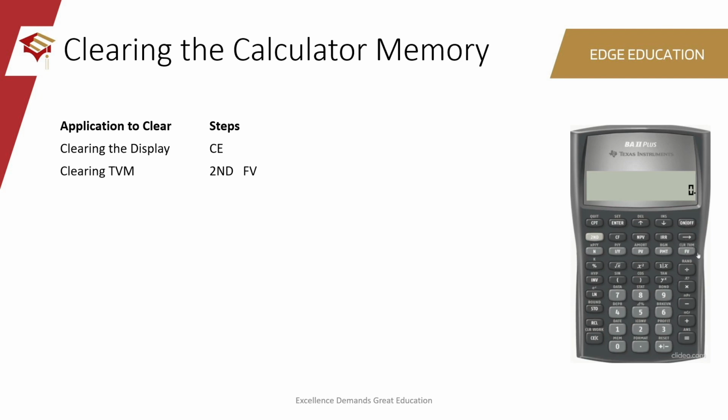If you wish to clear the data stored within the cash flow application, you must first enter the application and then erase the data within the application. Let's follow the steps. You will press the CF button and then you will press the second button and CE, that is clear work.